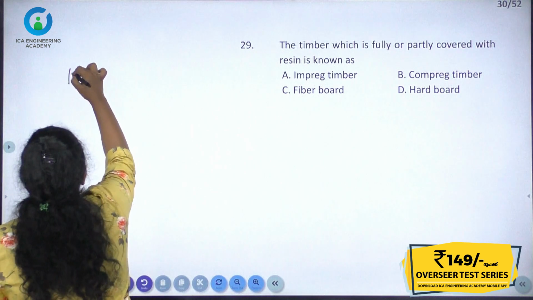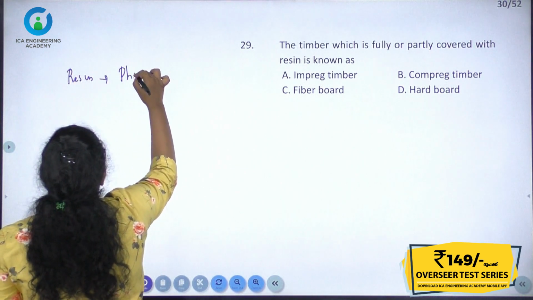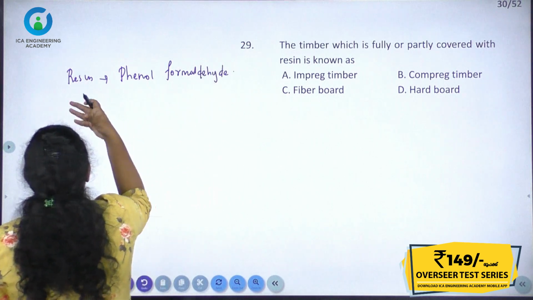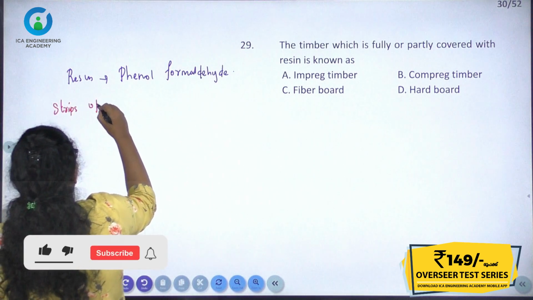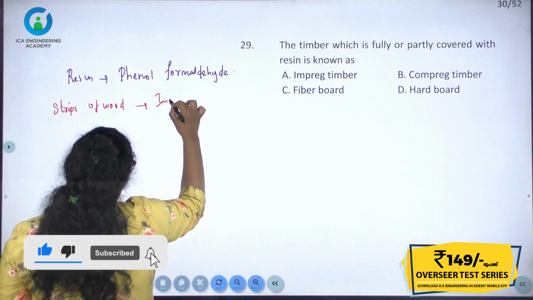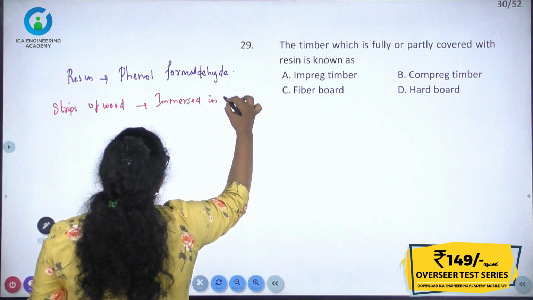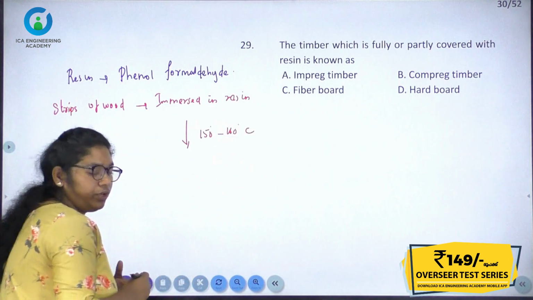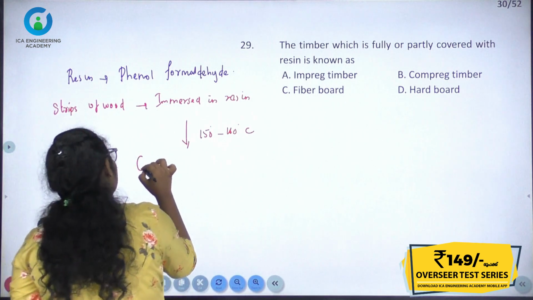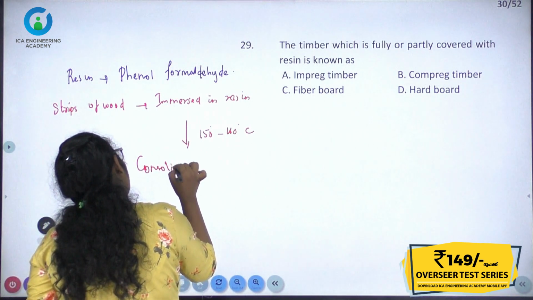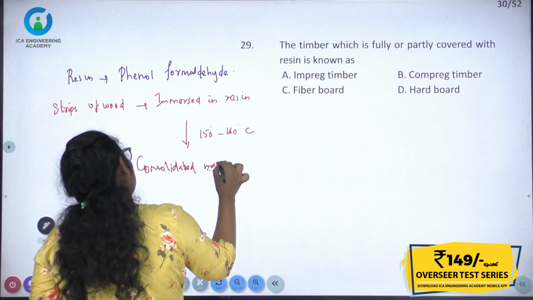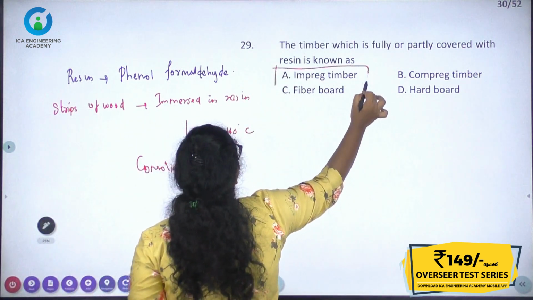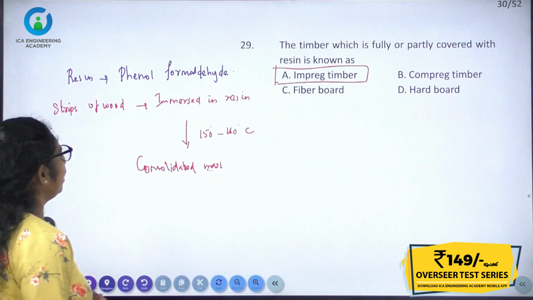Next, the timber which is partly or fully covered with resin is called what? The resin used is phenol formaldehyde. Strips of wood are taken and immersed in the resin, and then under a temperature of 150 to 160 degrees Celsius we get a consolidated mass. The timber fully impregnated with the resin is called impreg timber. The resin used is phenol formaldehyde.